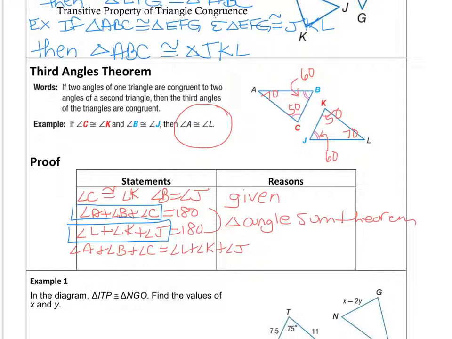And now I'm told that some of them are congruent. So A, B, and C, I know that C is congruent to K up here. So if you look in our given, C we were told is congruent to K. So I'm going to go ahead and replace that. And B is congruent to J, so I'm going to replace that. I'm just going to circle B and C here so you know what's being swapped out. Okay, so angle A plus, I'm going to put in for angle B, angle J, and for angle C, I'm going to put in angle K, equals angle L plus angle K plus angle J.